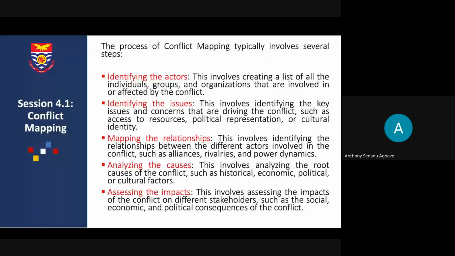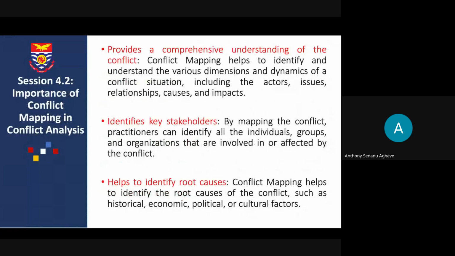Then you analyze the causes. What are the causes that are driving the conflict? And then the impacts of the conflict, right? That is conflict mapping. So basically you are mapping the various dimensions of the conflict. You are mapping it so that you can develop some strategies and interventions to deal with the conflicts. What are the benefits of the conflict mapping tool?